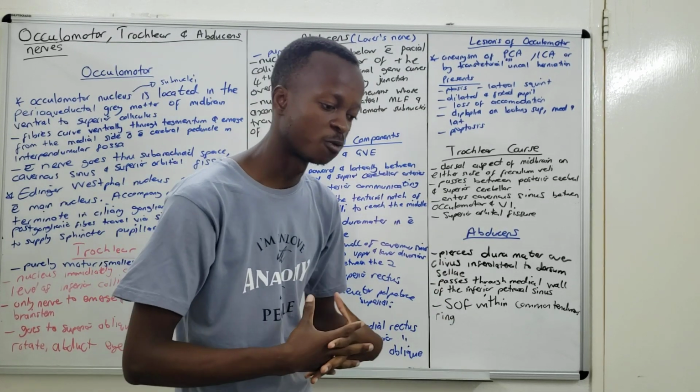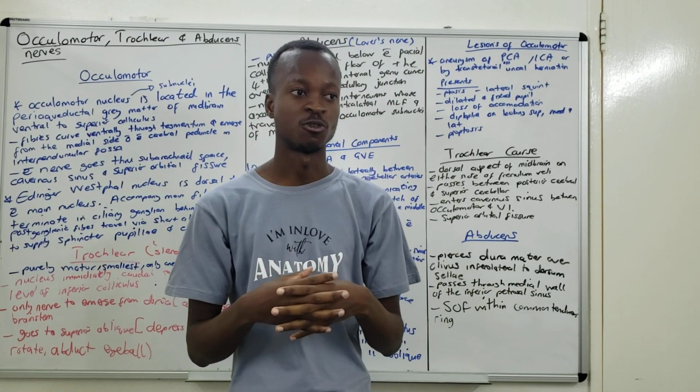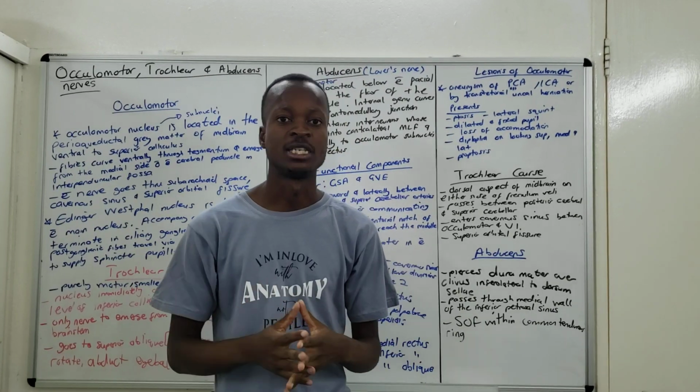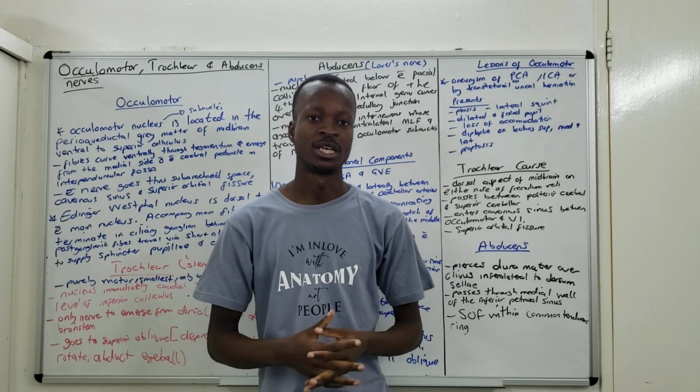Then you also find it within the superior orbital fissure, of course within your common tendinous ring, just to the side of where you find the nasociliary nerve separating your two divisions of the oculomotor nerve. Right. So that's just about it.